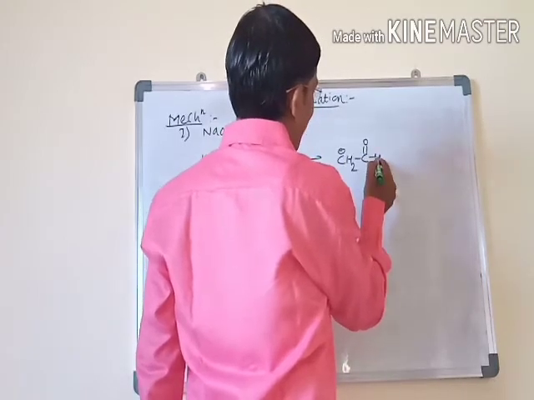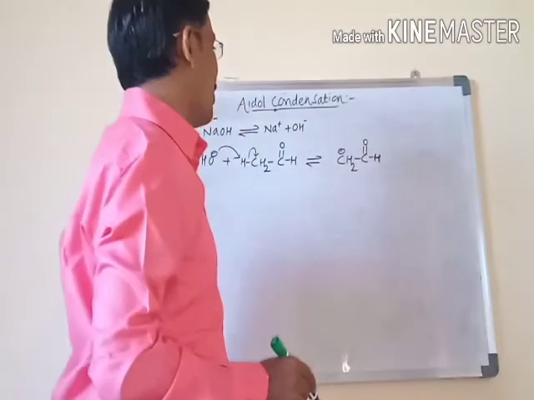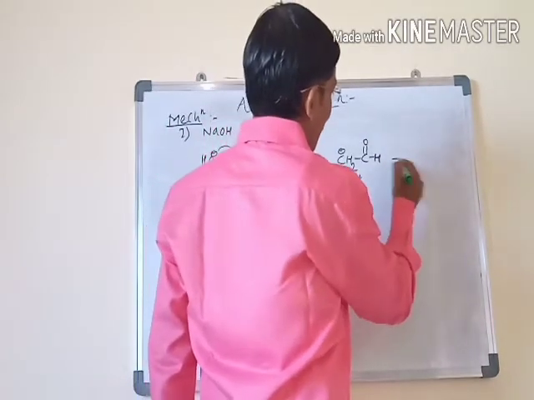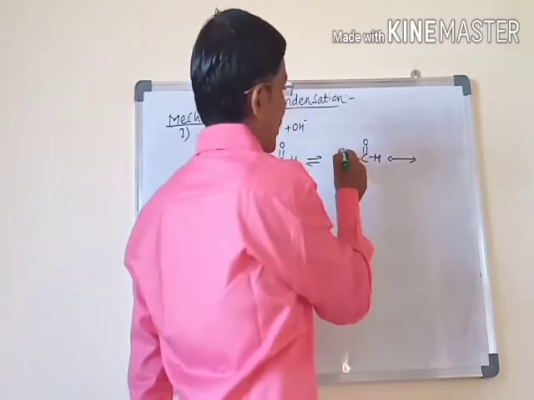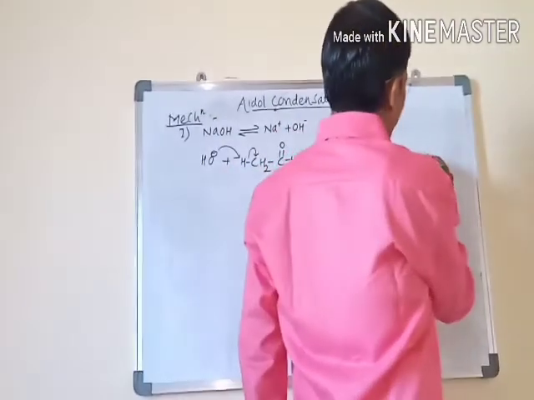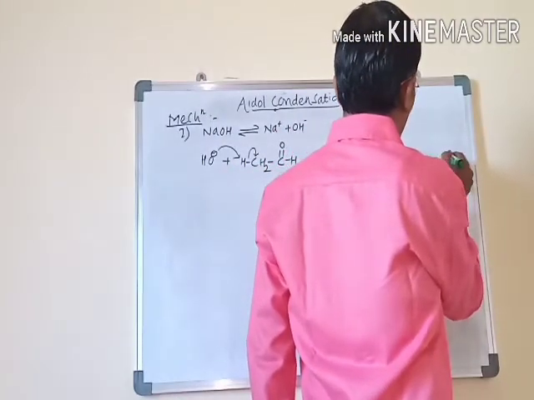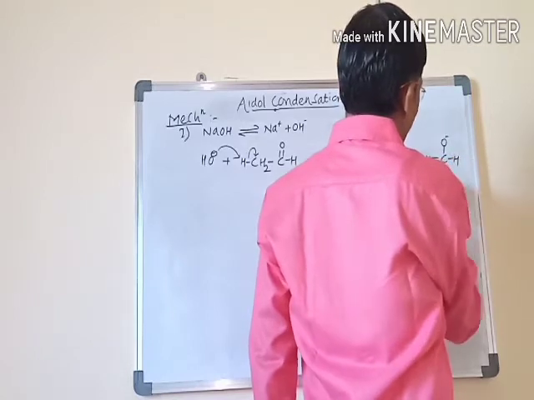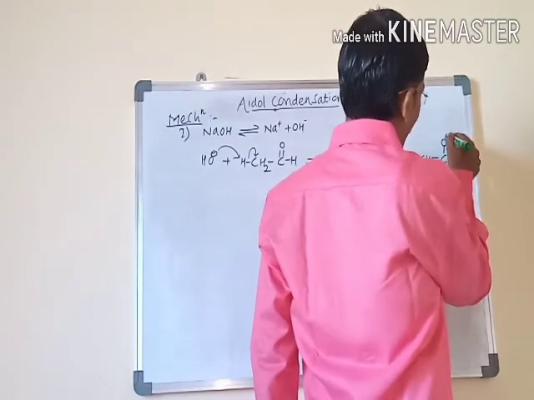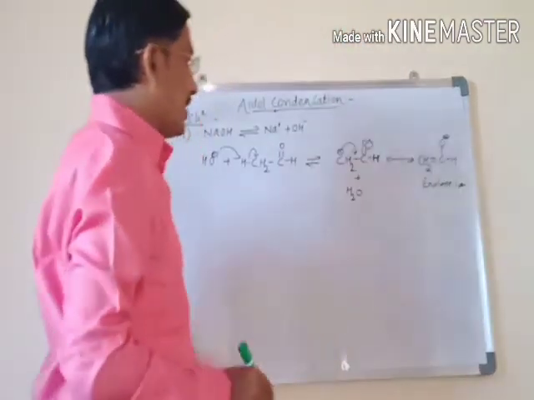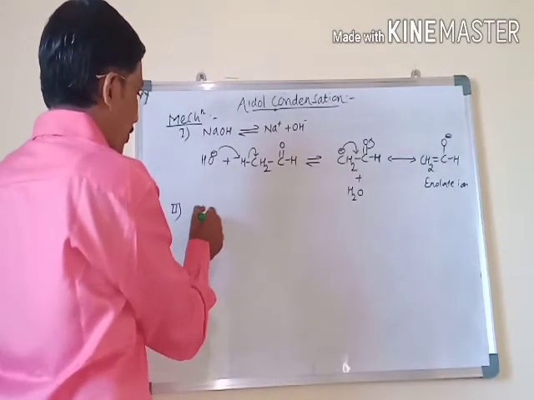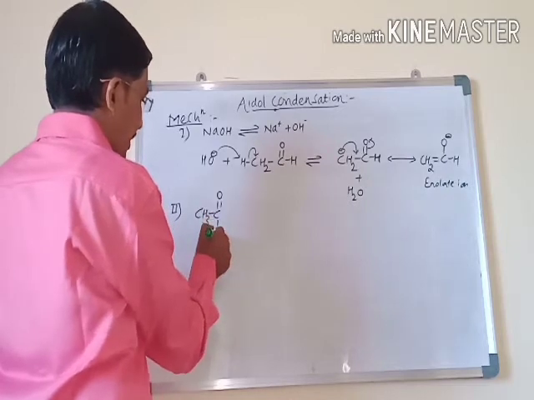Now this negative charge is stabilized by resonance, and the byproduct is H2O. This undergoes resonance: the negative charge moves to form a double bond and the double bond is converted into a negative charge on oxygen. It becomes CH2 double bond CH O minus. This is an enolate ion. The enolate ion is an intermediate of the aldol reaction. Once the enolate ion is generated, it will attack the second molecule of acetaldehyde.